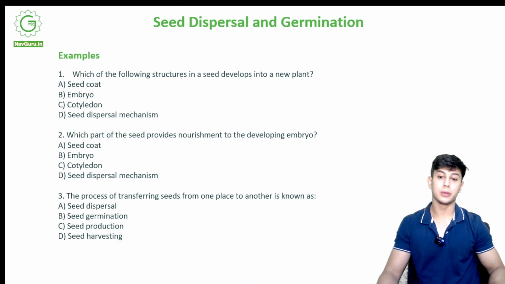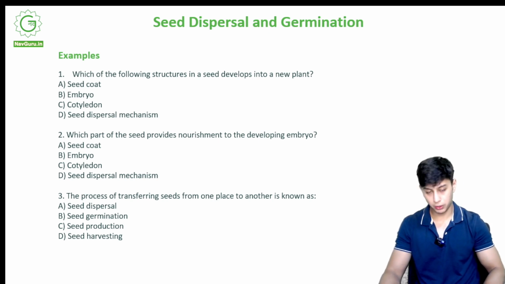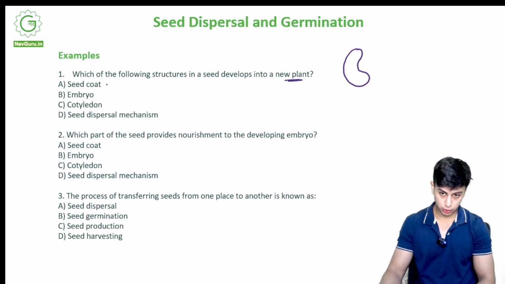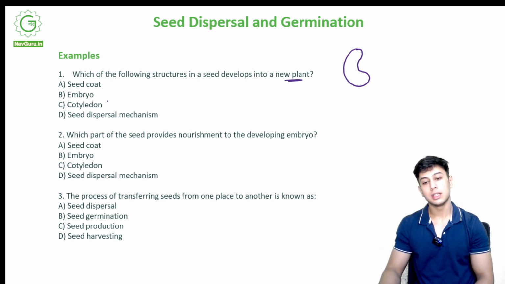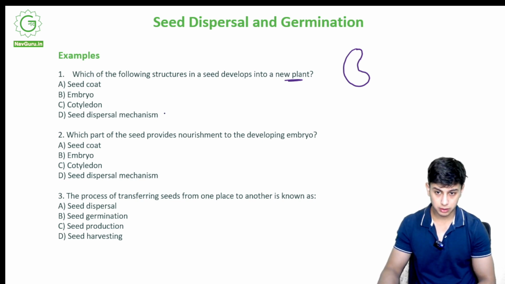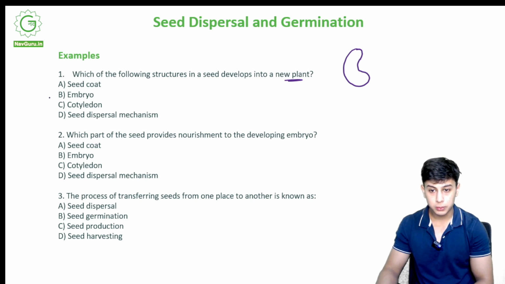Which of the following structures in a seed develops into a new plant? Inside a seed, which part develops into a new plant? Is it the seed coat? Is it the embryo? Is it the cotyledon? Or is it the seed dispersal mechanism? So the correct answer is option B, embryo.